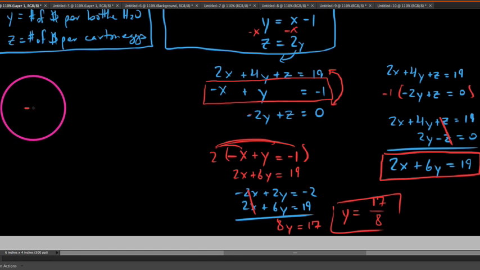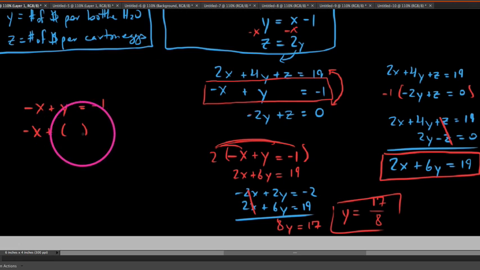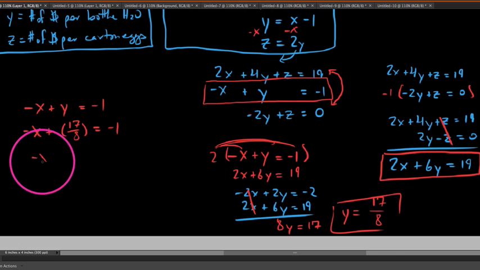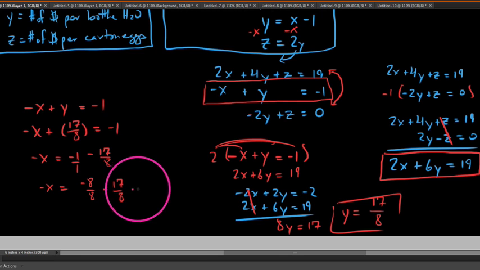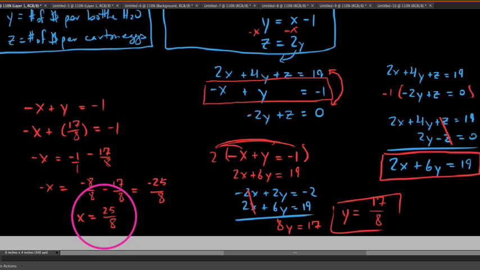And so we know that the second equation here was negative x plus y equals negative 1. If we were to now plug in this value of y, we get 17 eighths. Then we would say negative x equals negative 1 minus 17 eighths, if we subtract 17 eighths from both sides. So we're going to need a common denominator. Essentially, we get negative x is negative 8 eighths minus 17 eighths, which is negative 25 eighths. So if negative x equals negative 25 eighths, then positive x equals positive 25 eighths.